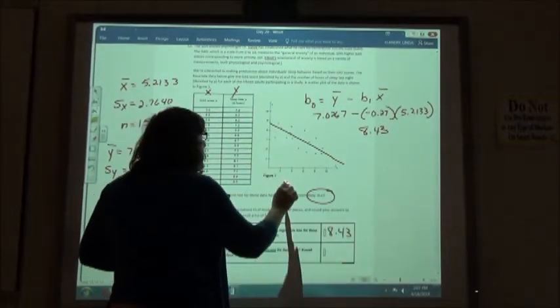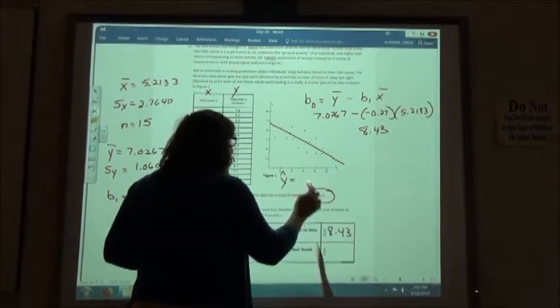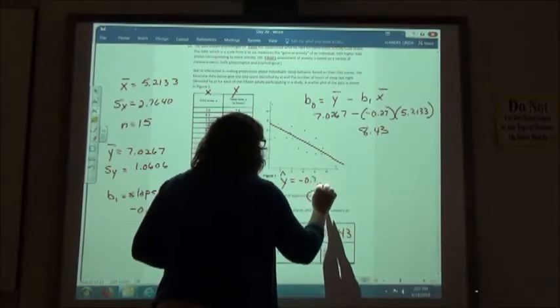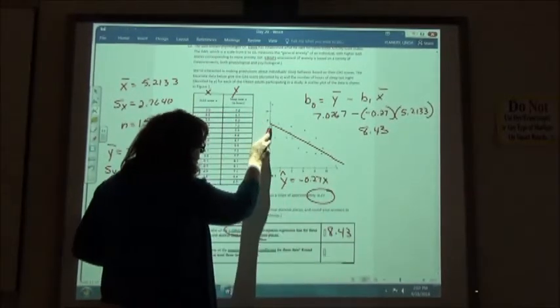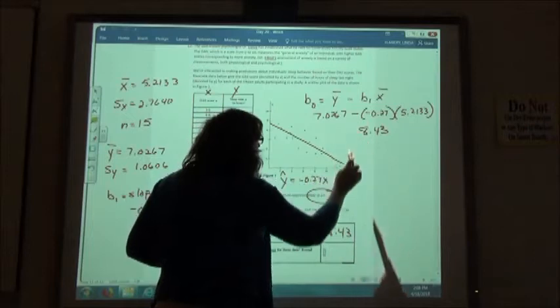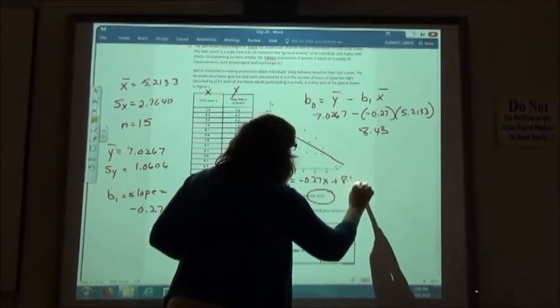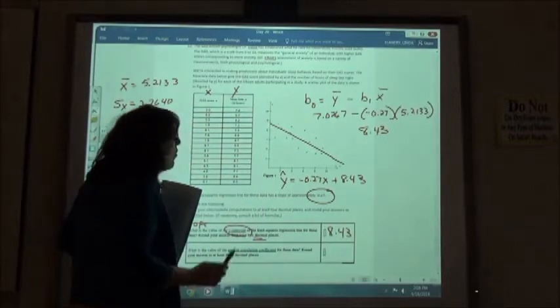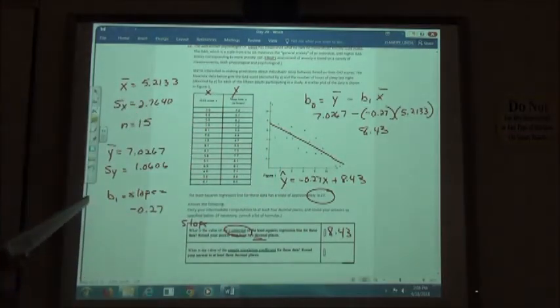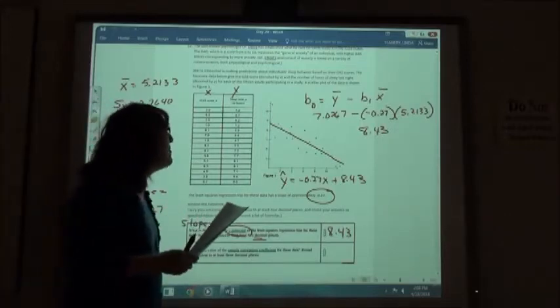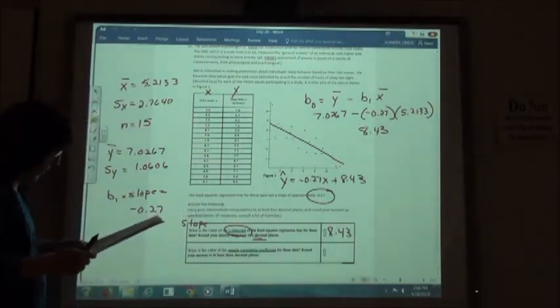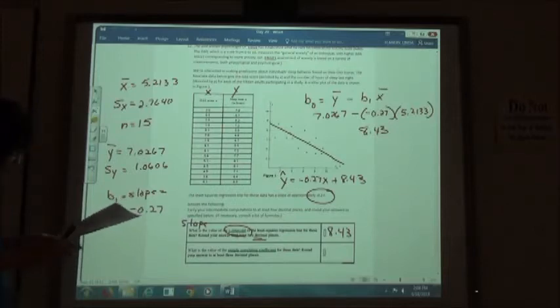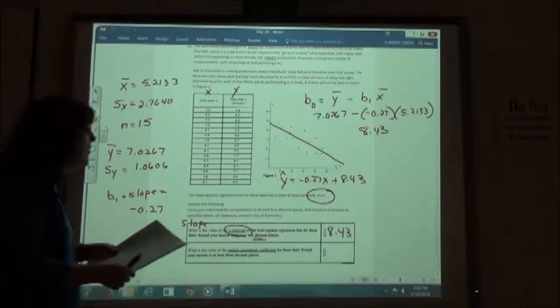Which means my regression equation would have been y hat equals negative 0.27x. My slope is negative with a y-intercept of positive 8.43. You can see I kind of drew my line in there. It's not quite at 8.43, but it's kind of close to that. It's between the 8 and the 9 anyway, so when I drew my line in there, it was kind of close. On the second one, we want to find that sample correlation coefficient.